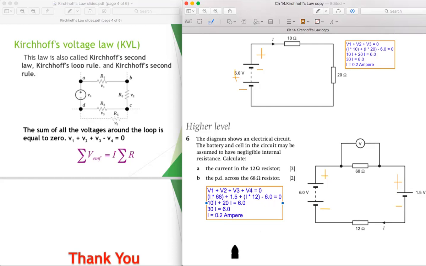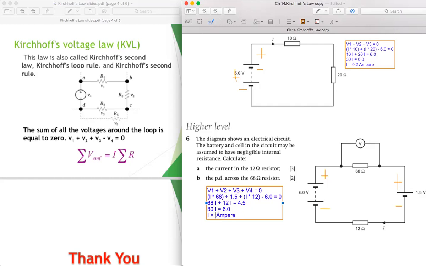After that, 68I plus 1.5 minus 6. Okay, straight to 12I, and here is 6 minus 1.5. This equals to 4.5. Okay, so in here is 68 plus 12, something with 80. 80I. Yes, correct. 80I equals to 6.